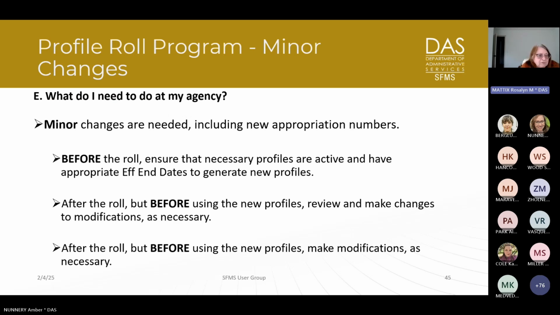So if minor changes are needed, including new appropriation numbers, before the profile roll, ensure that the necessary profiles are active and have appropriate effective end dates to generate new profiles. After the roll, but before using the new profiles, again, review and make changes to modifications as necessary. And I'm not sure why that is repeated twice. Next slide, please.